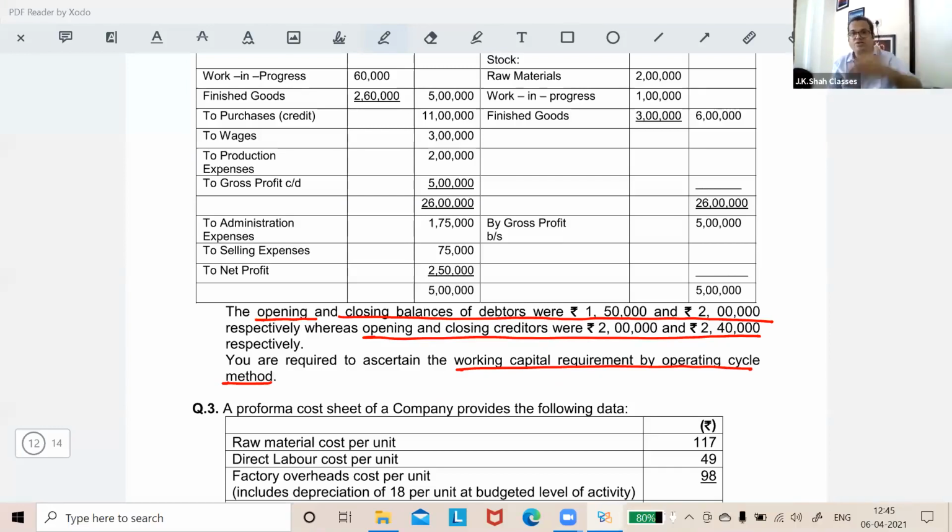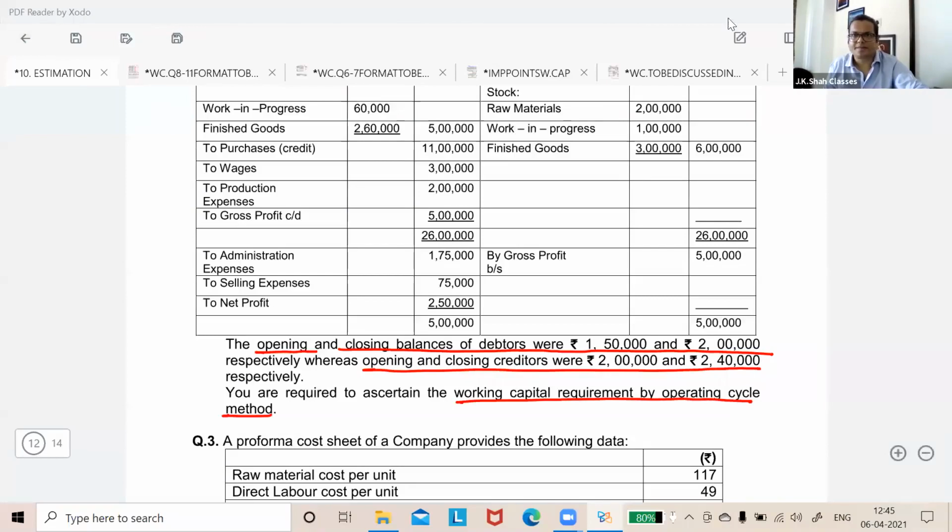To calculate duration, we have a total of 5 components. First is what we want to find out, raw material holding period. How does the raw material holding period come? Average raw material stock upon the raw material consumed, into 1 by 12 or 52 or 360 as given in the question. The question is silent, so we can always take months. I don't see the question having any instruction given over there.